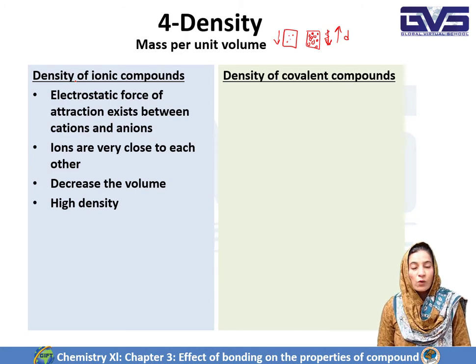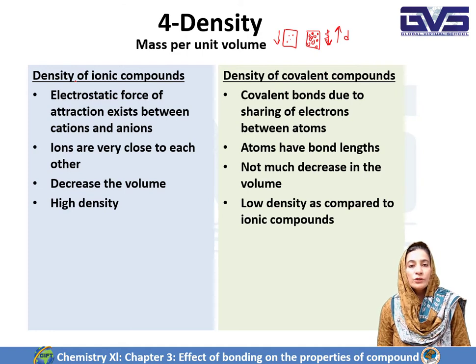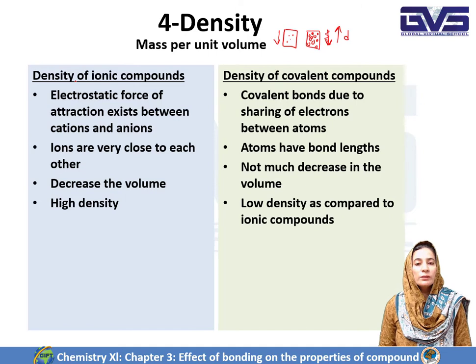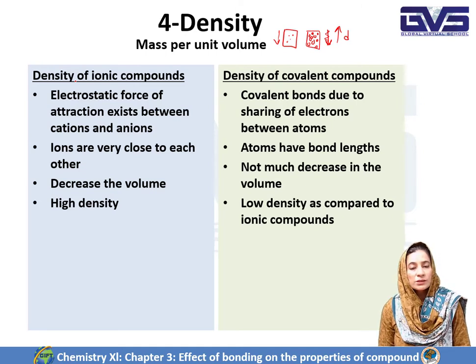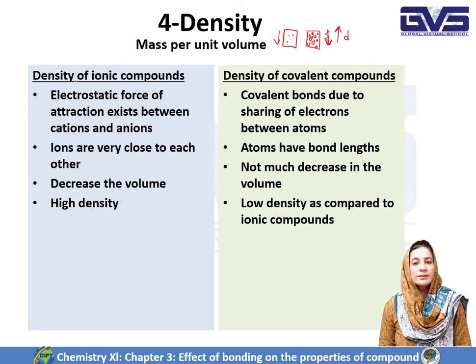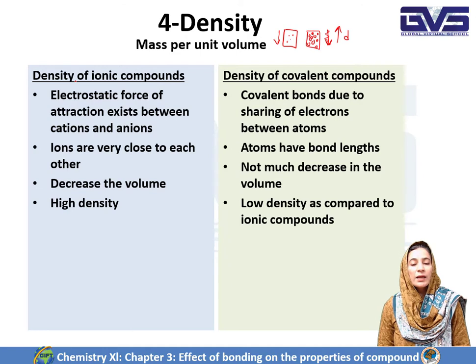While in the case of covalent compounds, bonds are formed due to electrostatic force of attraction between the atoms. So atoms are at some distance from each other, they have bond lengths like single bond, double and triple bond, and there is not much decrease in the volume. That's why they have lower density as compared to ionic compounds. So hopefully density is clear.